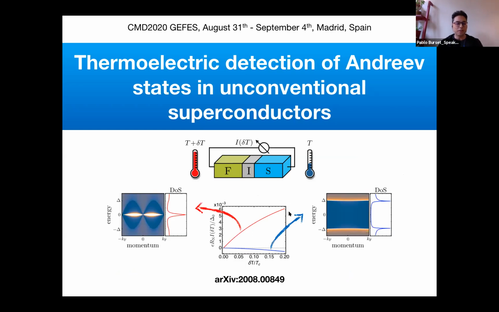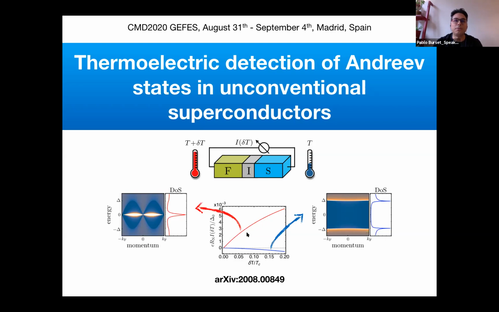So we studied the thermoelectric effect in ferromagnet-superconductor junctions, a thermoelectric effect that is entirely due to Andreev processes that combine electrons and holes to form Cooper pairs in the superconductor. And as such, this Andreev thermoelectric current that I plot here as a function of the temperature bias is very sensitive to the presence of Andreev bound states at the superconductor.